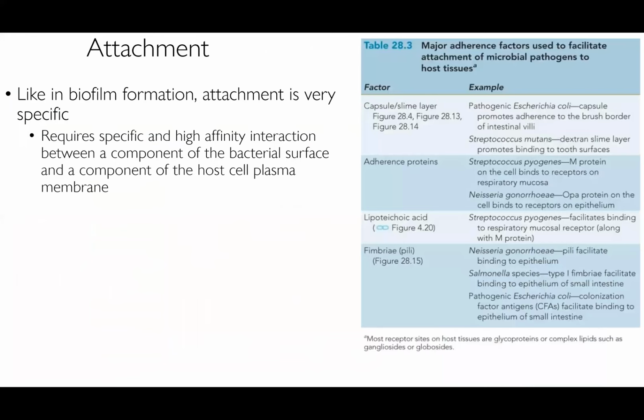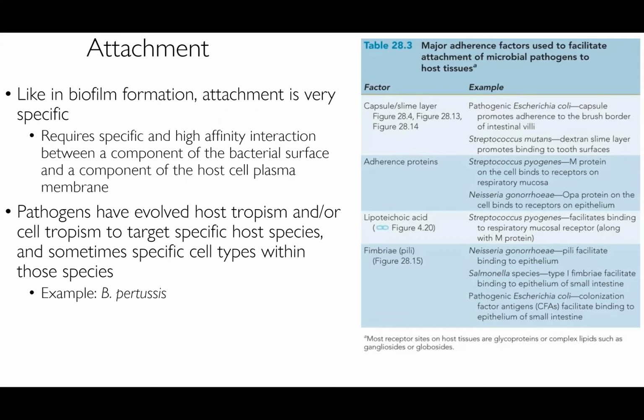But attachment, as we'll talk about when we talk about biofilm formation, is very, very specific. It does require a high degree of specificity and affinity between the component of the bacterial surface and a component of the host cell membrane. So even if you get infected with a pathogenic bacteria that, say, only affects cows, it might not physically be able to affect you simply because it doesn't, like a virus, have quite the right machinery.